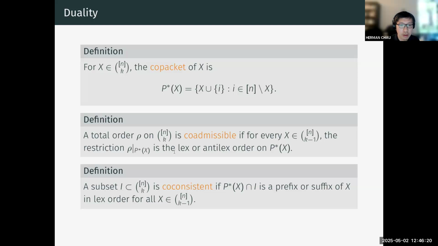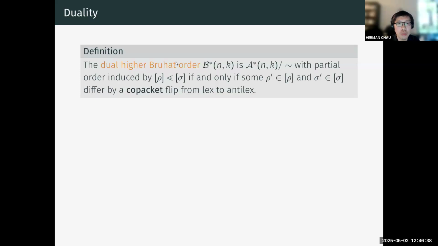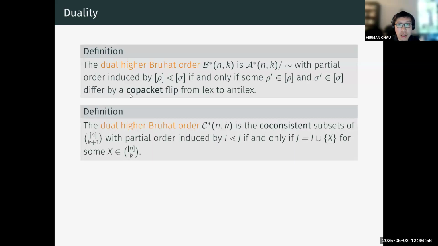And then we can define co-consistent to be sets where if you intersect a co-packet, it's a prefix or suffix in lex or anti-lex order. So essentially we just throw the word co in front of everything, and then we have a different definition for co-packet. So if we do this, we can get something called the dual higher Bruhat orders. It's essentially the exact same definitions where we look at coadmissible orders mod out by commutation. And then instead of packet flips, we have co-packet flips. And then you can also define C star NK to be co-consistent sets. Again, with essentially the same definition for the partial order, which is you're adding in one additional element to get the cover relations.